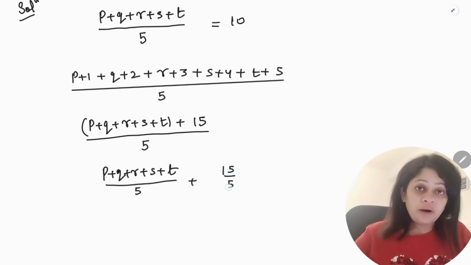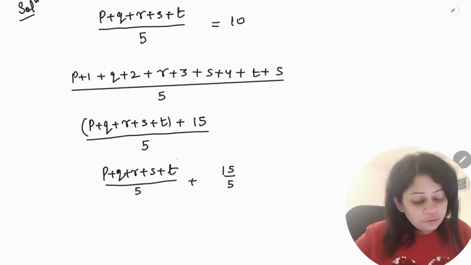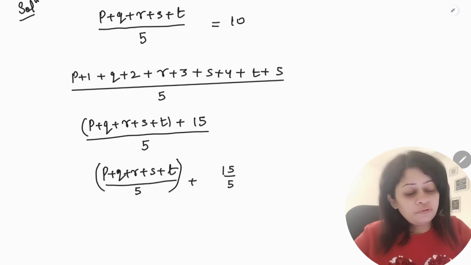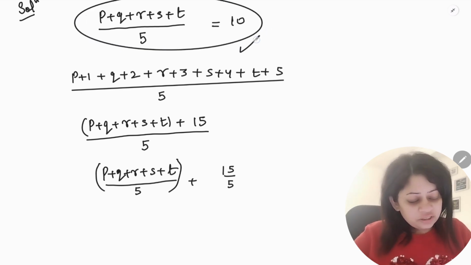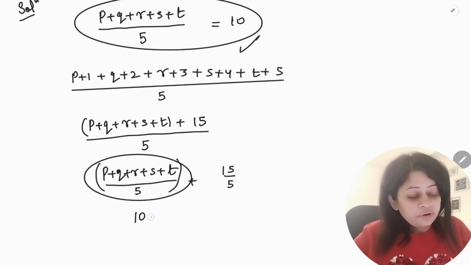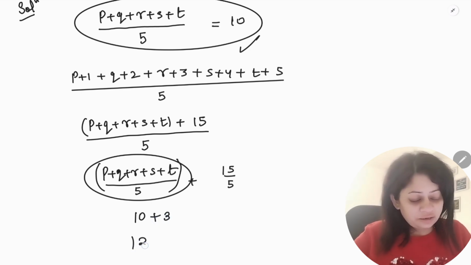Why? Because I know the value of this thing. I know that the value of this thing is what? 10, right? It is given. So I will just substitute 10 here for this whole thing. For this whole thing, I will substitute 10, plus 15 by 5 is 3. So the answer is 13, right?